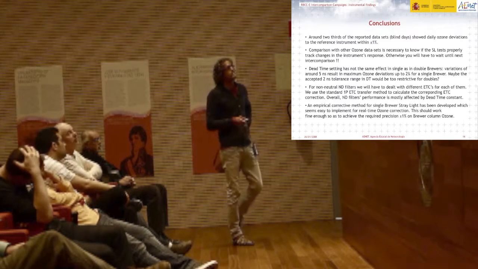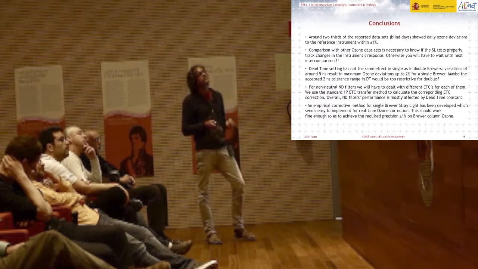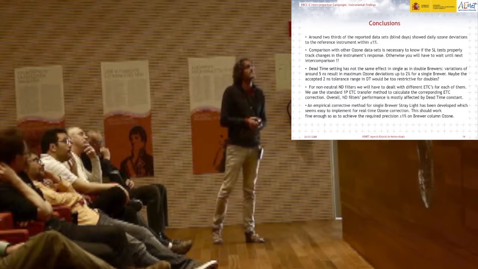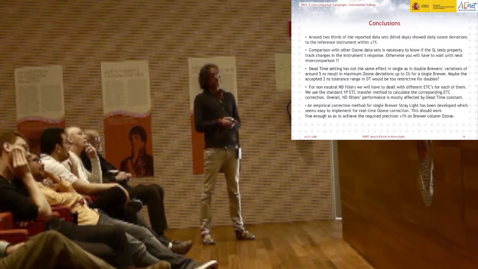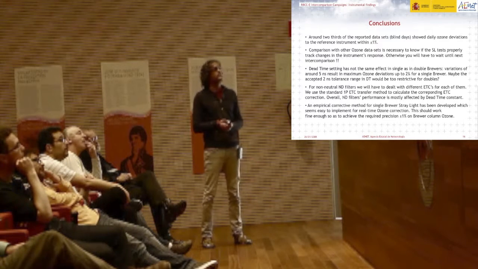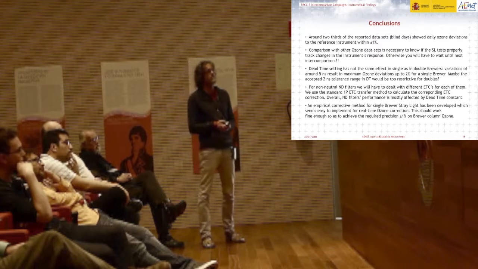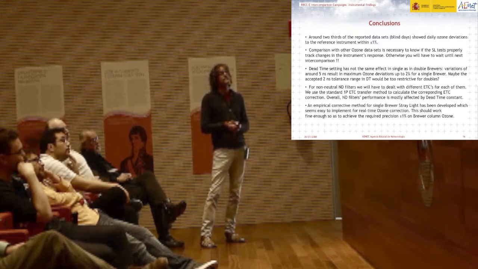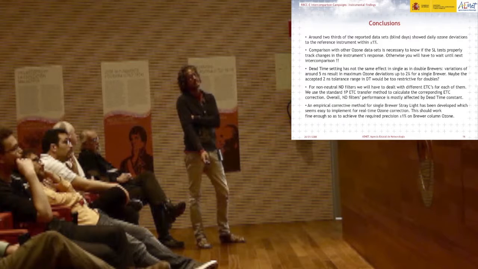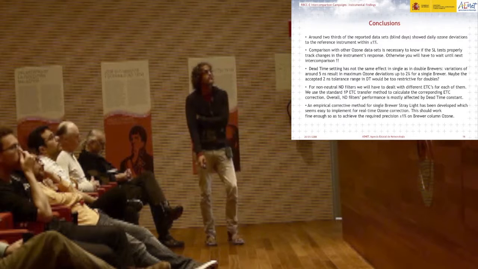Comparison with other ozone data sets is necessary to know if the standard lamp test properly tracks changes in the instrument response. Otherwise, you will have to wait until the next intercomparison. The time setting does not have the same effect in single as in double Brewers. Variations of around 5 nanoseconds result in maximum ozone deviation up to 2% for a single Brewer. Maybe the accepted 2 nanoseconds tolerance range in that time would be too restrictive for doubles. Maybe it will be better to use 3 nanoseconds or maybe 4.